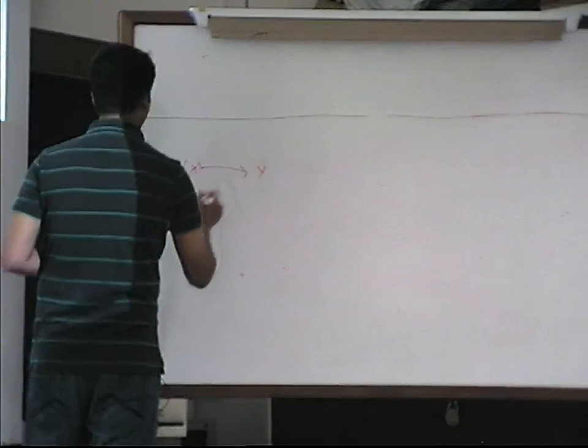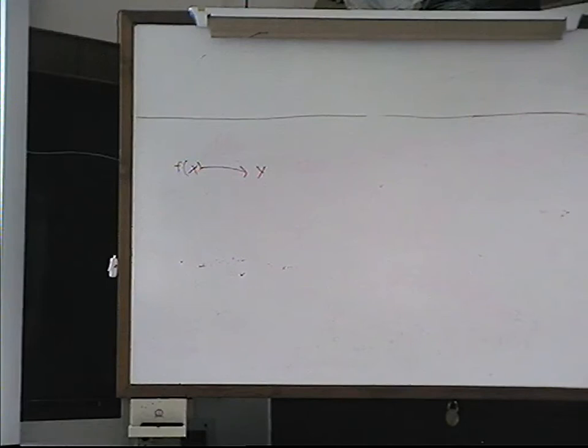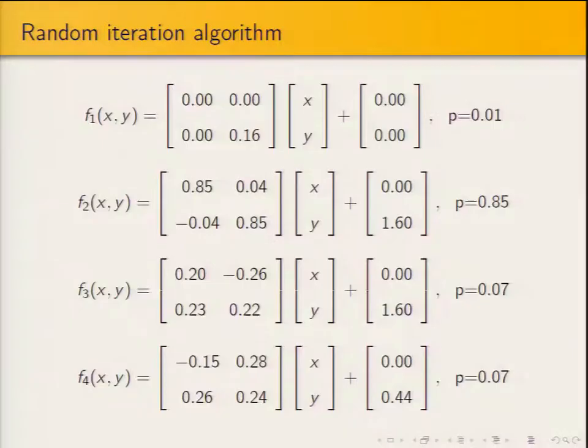So how I'm going to do it is like this. The function f is not always going to be the same. I'm going to change the function f in a random fashion, and you plot those points. Very simple. So how do we do that? Initially, I start with 0, 0, the origin. Then I apply the function f1 with probability 0.01, or I'll apply f2 with probability 0.85.